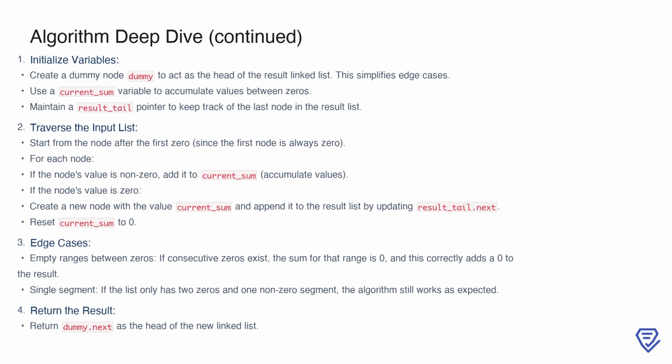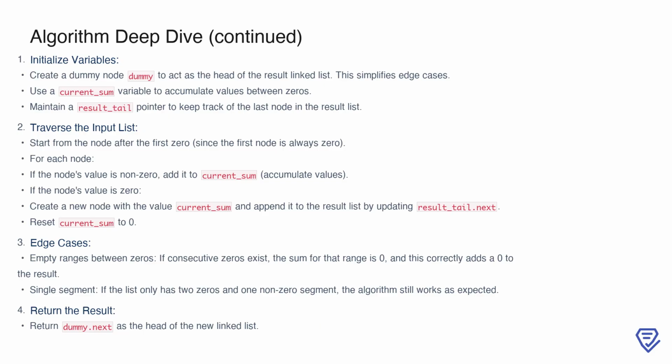To implement this algorithm, we start by initializing a few variables. First, we create a dummy node, which acts as the head of our resulting linked list. This dummy node helps simplify edge cases, such as when the result list is empty initially. We also initialize a variable called current_sum to accumulate the values between zeros, and a pointer result_tail to keep track of the last node in the result linked list as we build it.